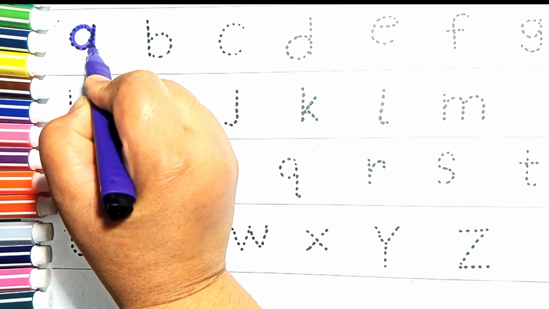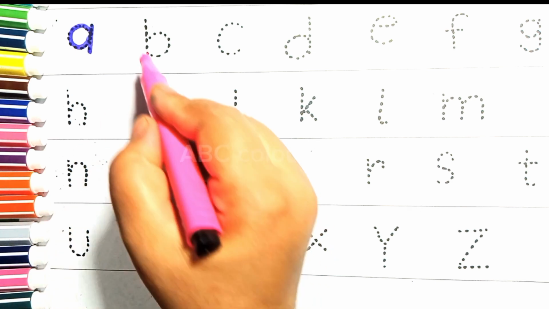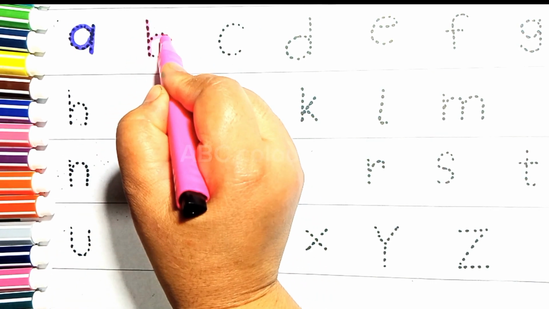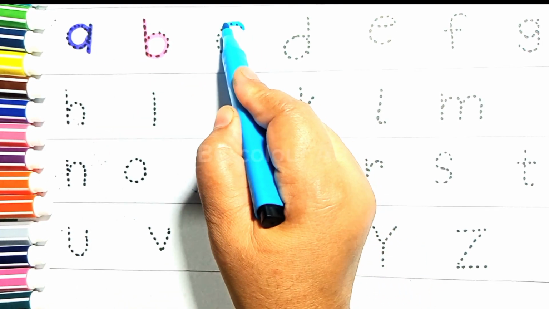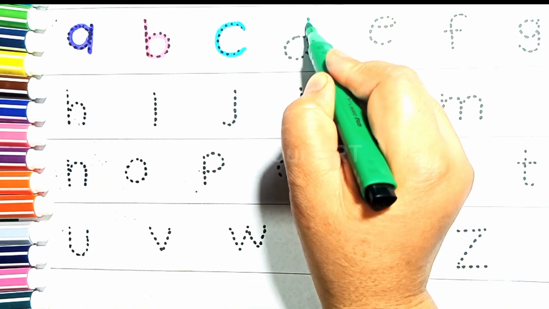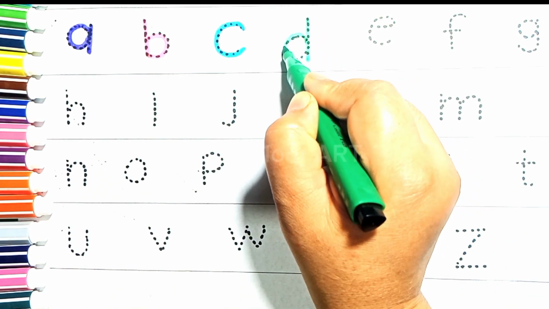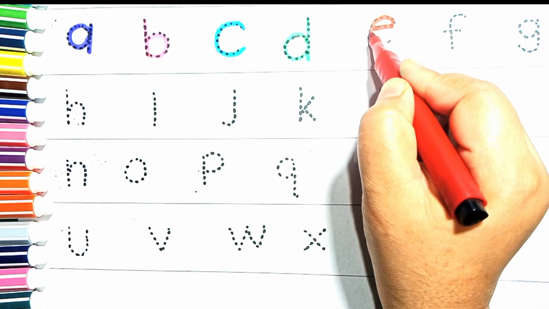A. A for apple. B. B for ball. C. C for car. D. D for dog. E. E for egg.